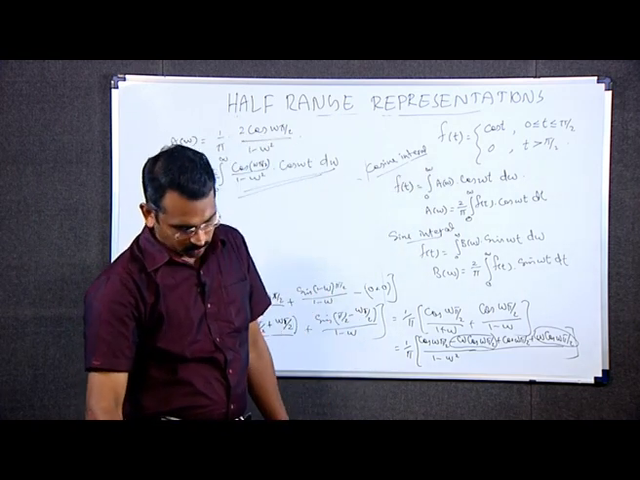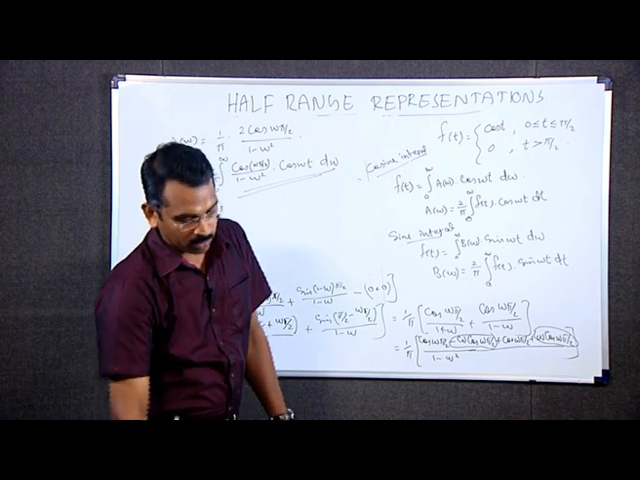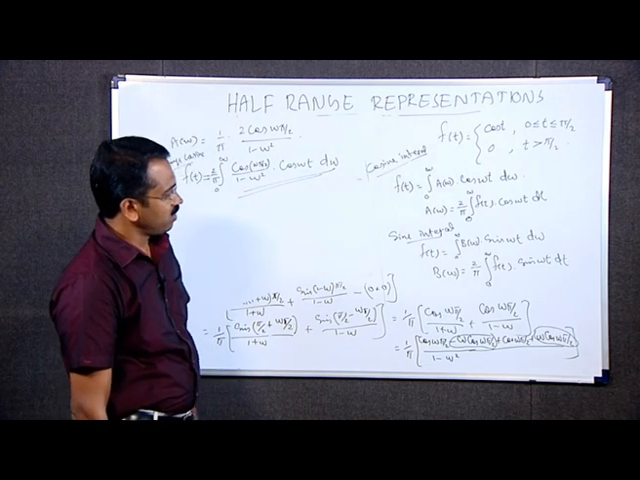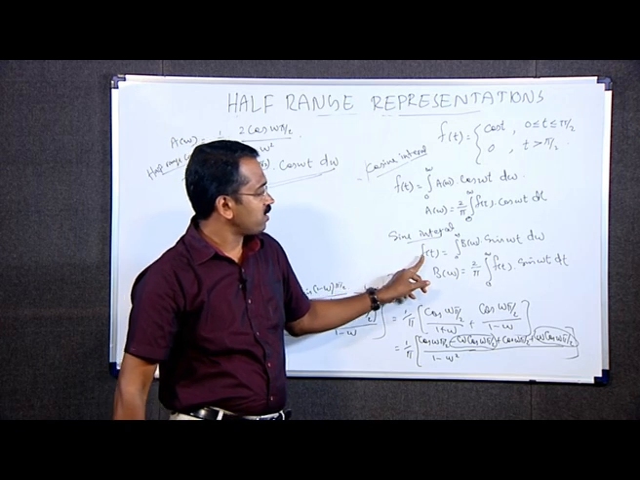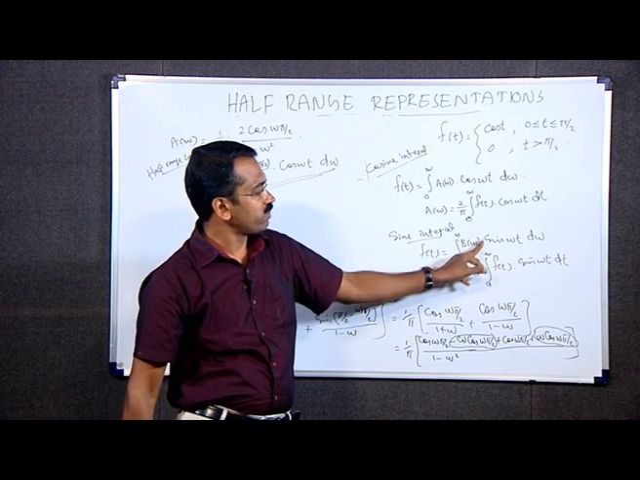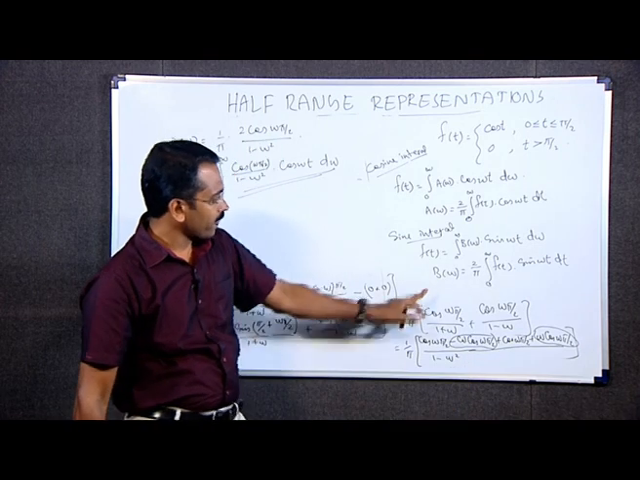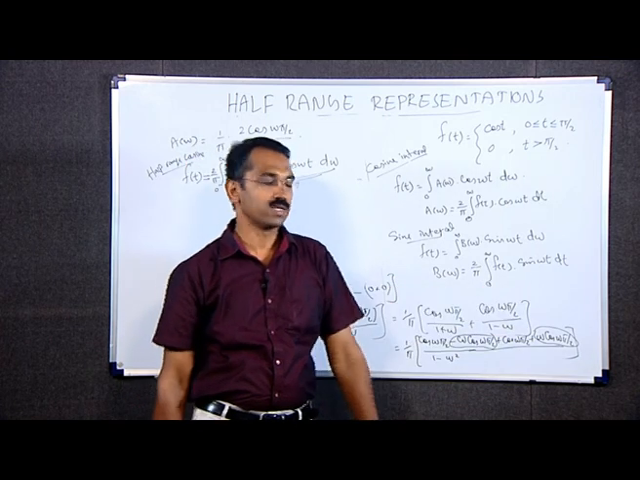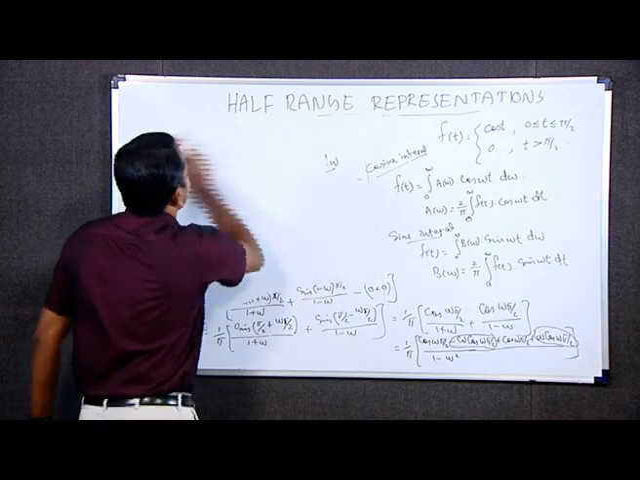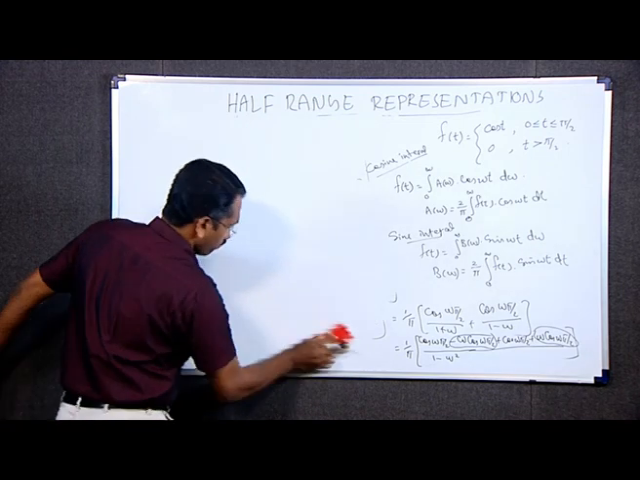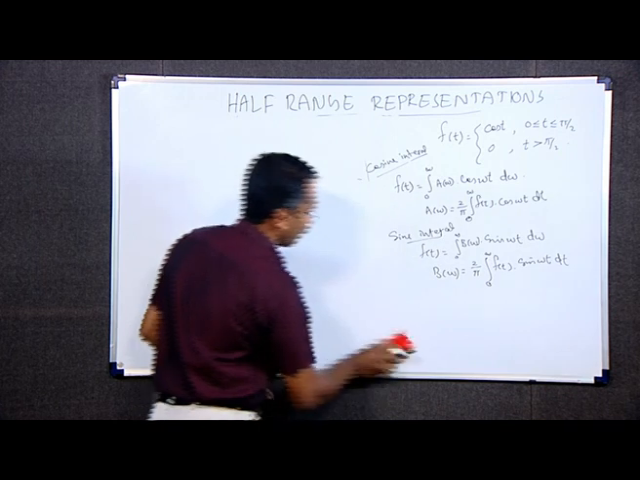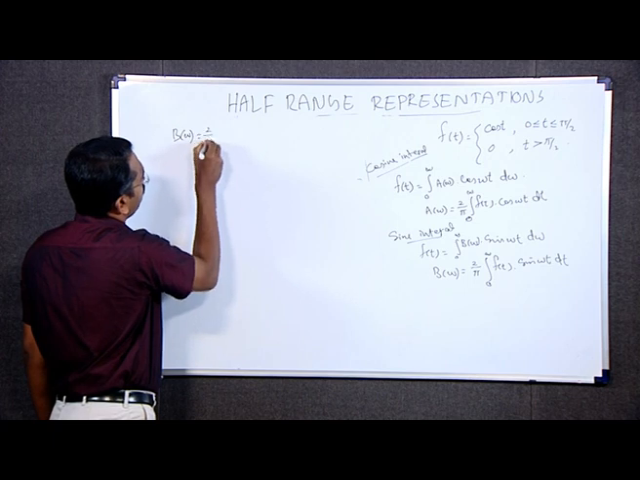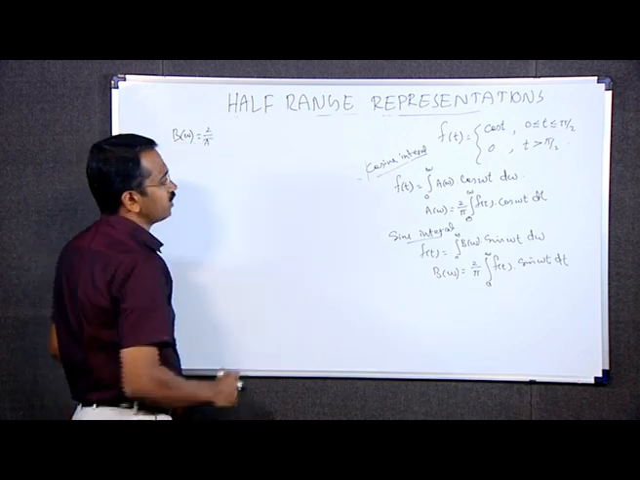Now, we have to find the Fourier sine integral representation of this same function. By the definition, it is f of t equal to integral from 0 to infinity b omega into sin omega t d omega, where b omega is given by 2 by pi into integral from 0 to infinity f of t into sin omega t dt. Therefore, b omega equal to 2 by pi into integral from 0 to infinity.